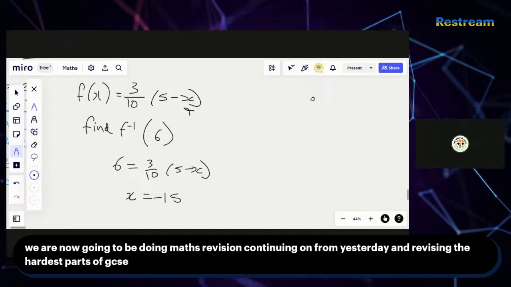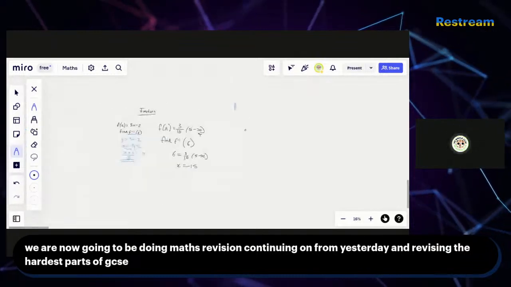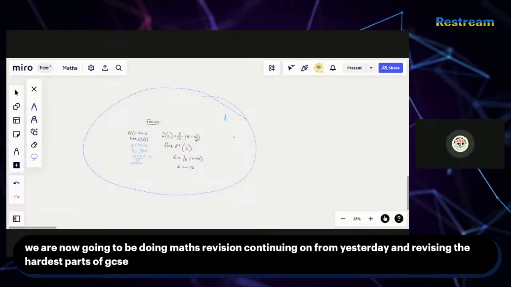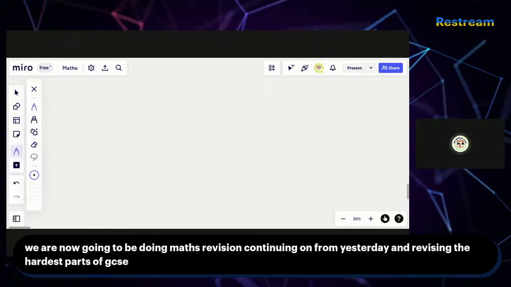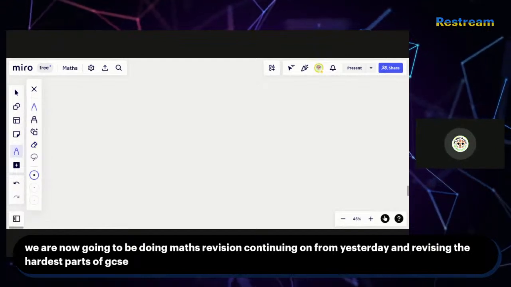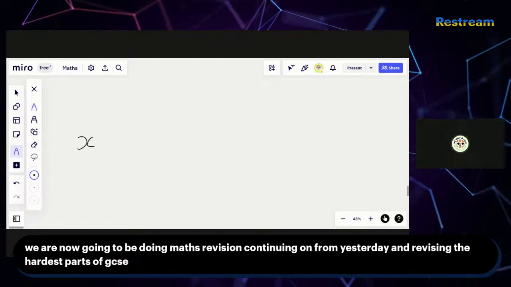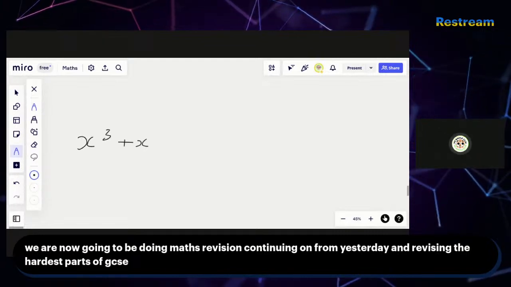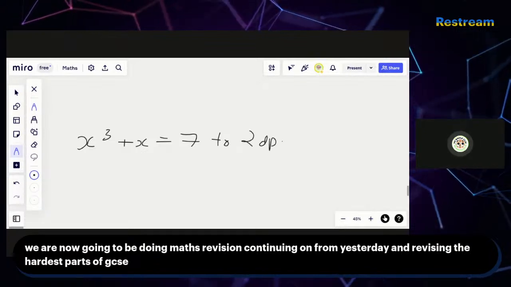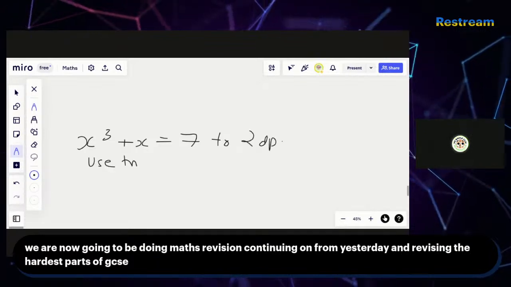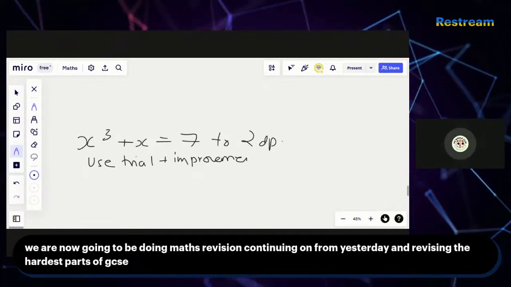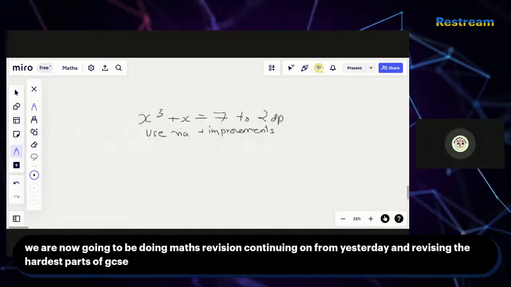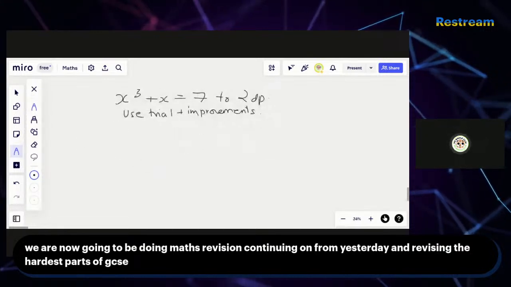We are just going to do a bit of two random topics that I think schools always forget to teach their students because they think they won't come up, but it has come up before, disguised as a question. So it would be: find the solution of x cubed plus x is equal to 7 to 2 decimal places. Use trial and improvement. So many schools aren't actually taught trial and improvement. It's a very forgetful topic nonetheless.